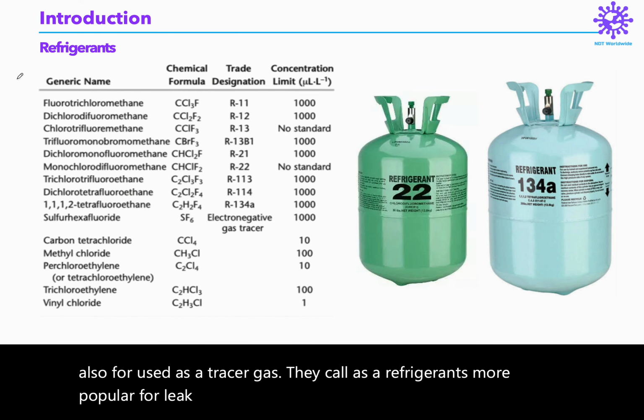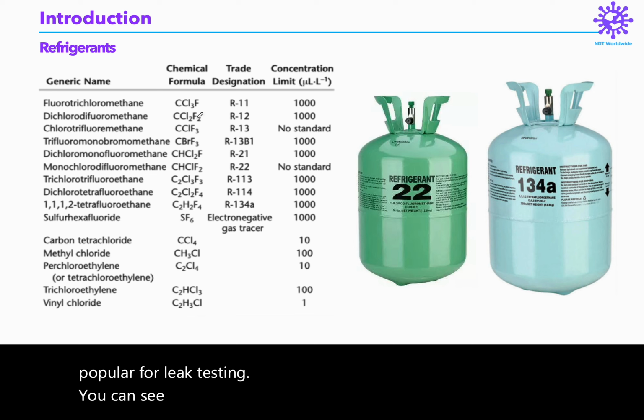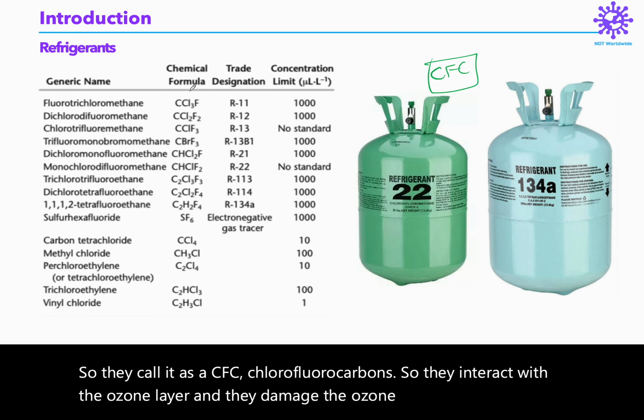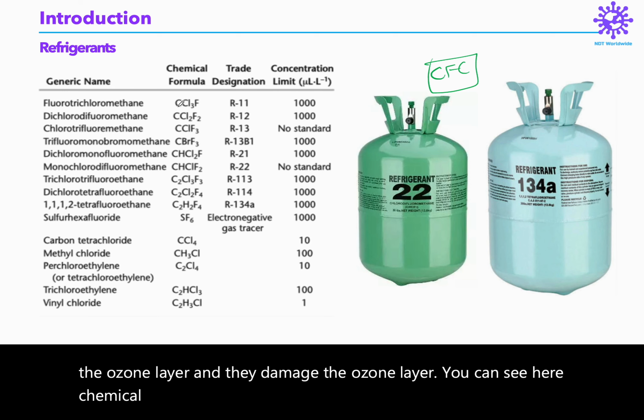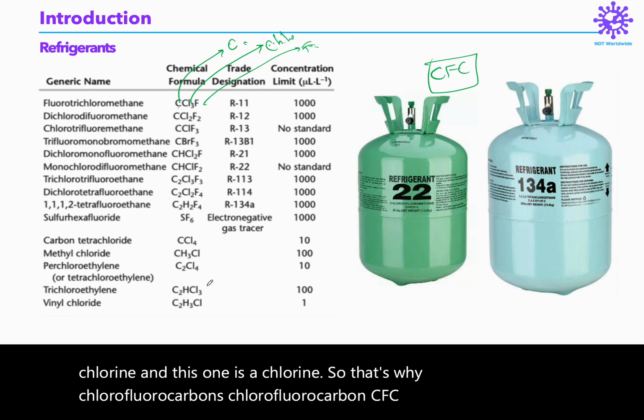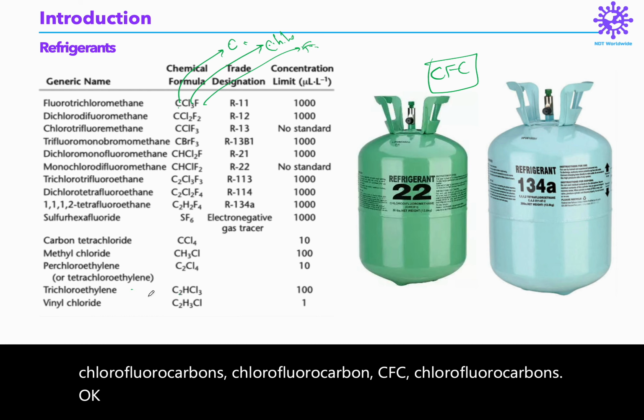You can see refrigerants here. They are called CFCs, chlorofluorocarbons. They interact with the ozone layer and damage it. You can see the chemical formula here. C stands for carbon, Cl is chlorine, and this one is fluorine. That's why chlorofluorocarbons, CFC. Then trichloroethylene.